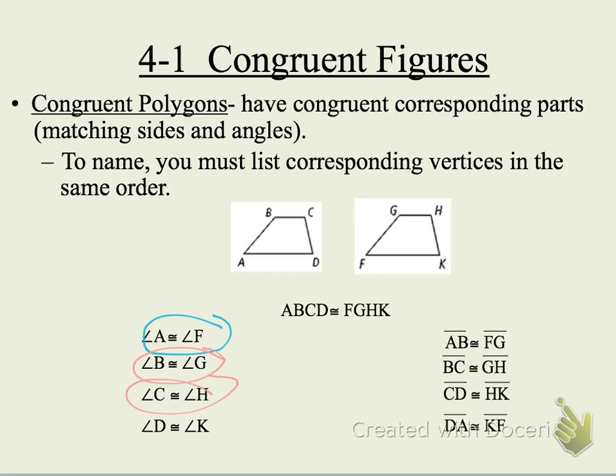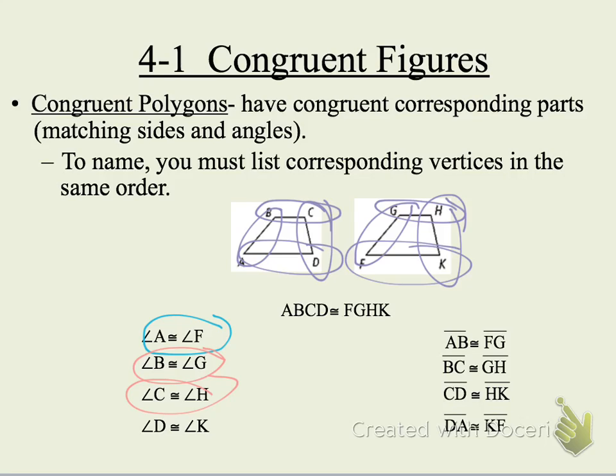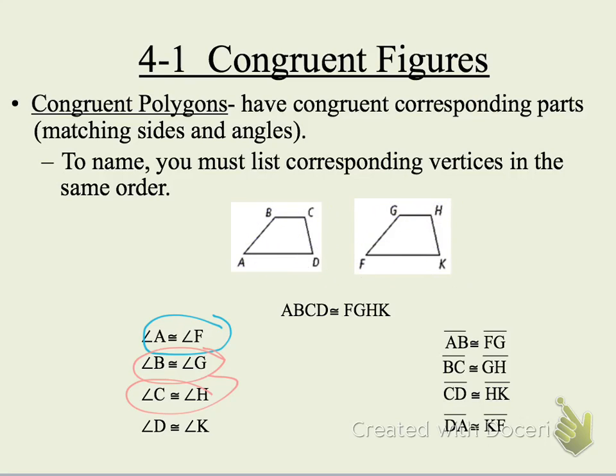Okay, so then if I look at sides, AB should be the same as FG, BC is the same as GH, CD is the same as HK, and AD is the same as FK. So you have to do it in the same order that is given. If I'm talking about AD, I have to say FK. If I say DA, then I have to say KF.